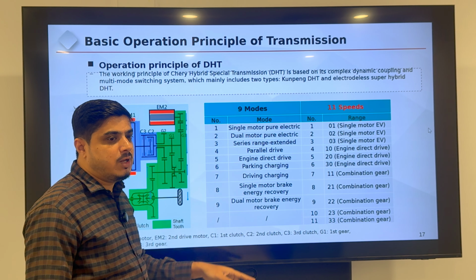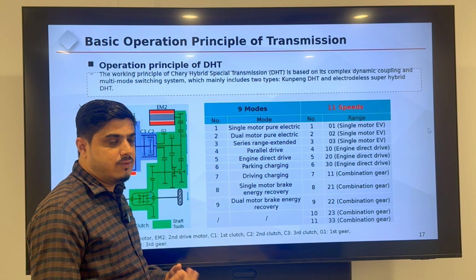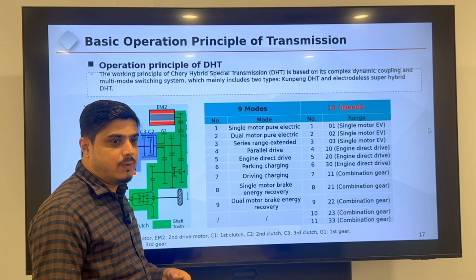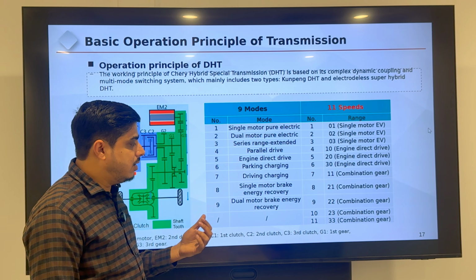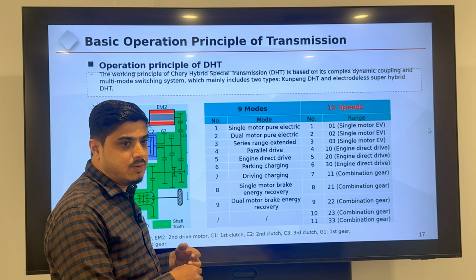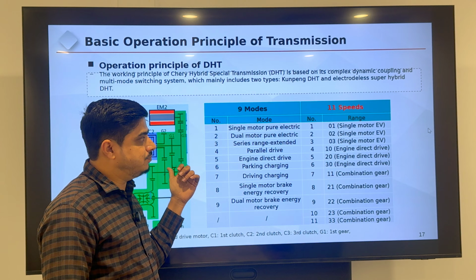Okay, parking charging: when you put the car in park, it will charge automatically if the engine is driving. Driving charging: when you're driving the car, it will also charge the battery. Hybrid cars are operated by both battery and engine. Single motor brake energy recovery: when the single motor gives the braking, engine braking, then it recovers charge for the battery. And dual motor recovers energy for the battery. Recovery means regeneration charging for the battery. Okay, these are the 9 modes that work in the hybrid transmission.